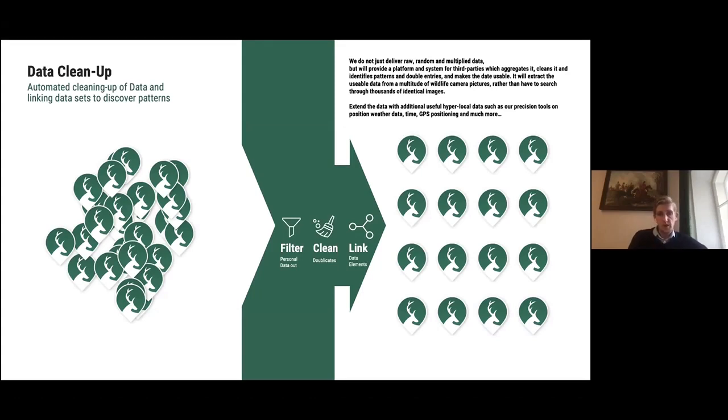which aggregates it and is able to already identify patterns and double entries and make the data usable. Rather than having to process a huge amount of raw data, it'll also already have certain models built in, and a constantly expanding series of models, which can also be shared between users on the association side. We'll be able to incorporate a large amount of models which can already be used to test and prove certain hypotheses which may already exist.